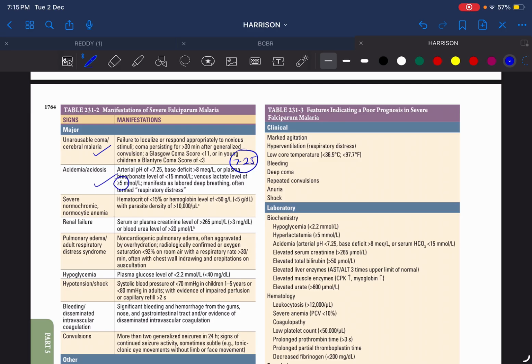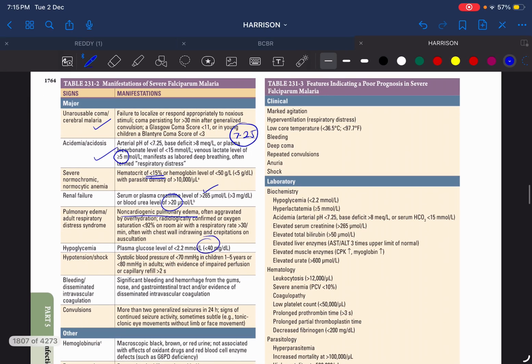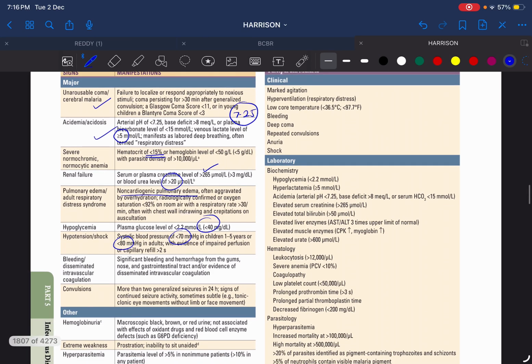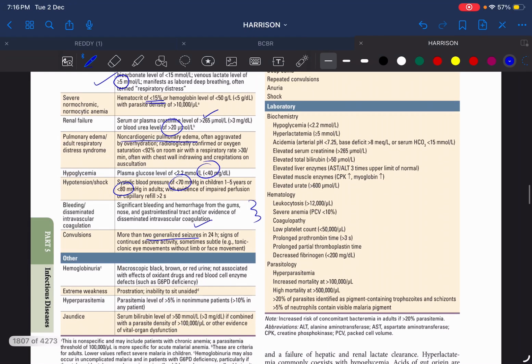Again important. Severe normochromic normocytic anemia with a hematocrit less than 15%. Plasma creatinine more than 3 mg per deciliter, or blood urea more than 20. Non-cardiogenic pulmonary edema, very, very important. Hypoglycemia with plasma glucose less than 40 mg per deciliter. Systolic blood pressure less than 80 in adults or less than 70 in children. Bleeding or disseminated intravascular coagulation and convulsion, that too more than 2 episodes of generalized tonic-clonic seizures in 24 hours. The other features are hemoglobinuria, extreme weakness, hyperparasitemia, and jaundice.